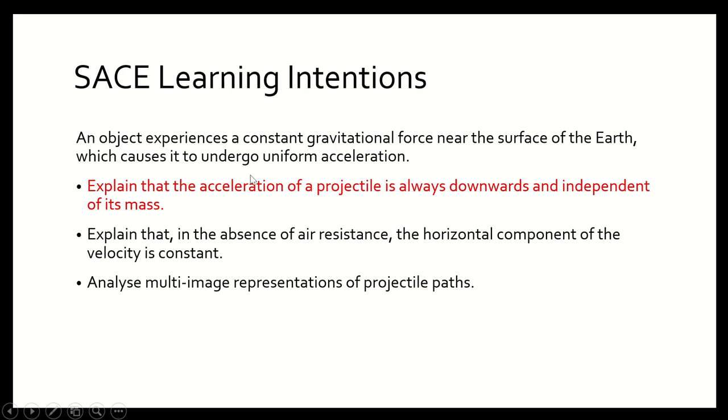This doesn't pop up until we get to gravitational forces, but you need to be able to explain that the acceleration of a projectile is always downwards, and it's independent of its mass. So I popped it in a little bit early, but it's applicable to projectiles. You also need to be able to explain that in the absence of air resistance, the horizontal component of velocity is always constant. This is vital to being able to problem solve. And then you need to be able to analyze multi-image representations of projectile paths.